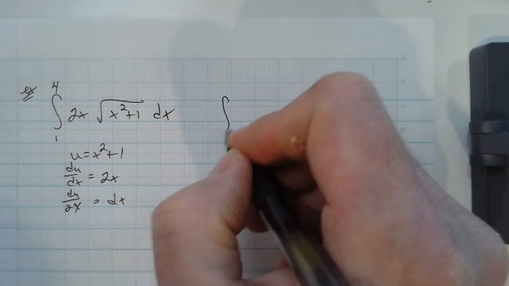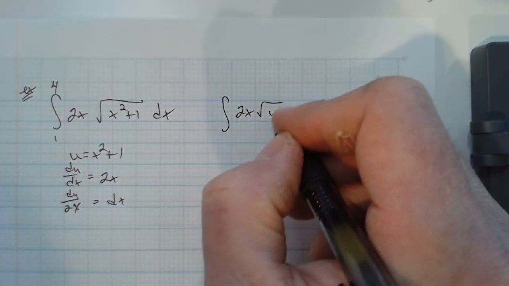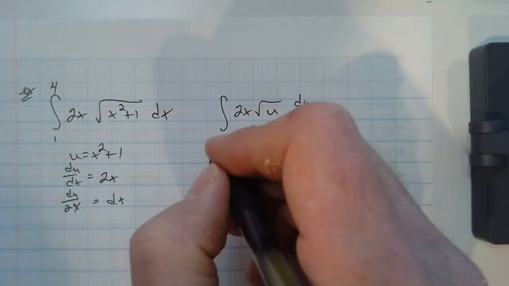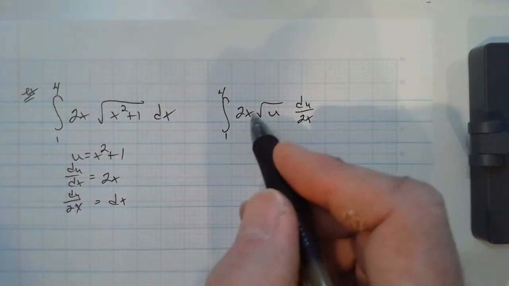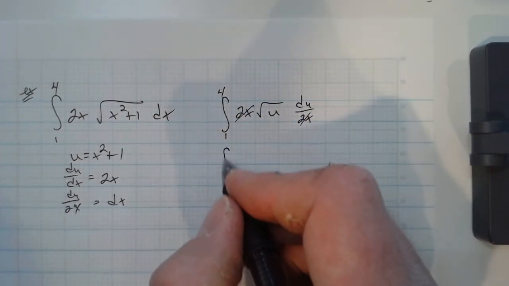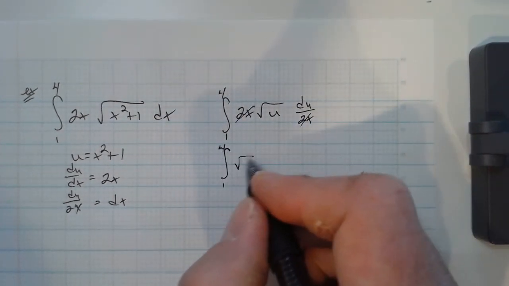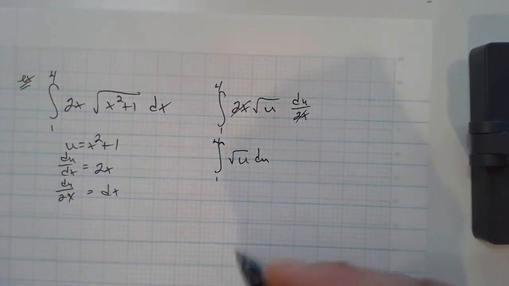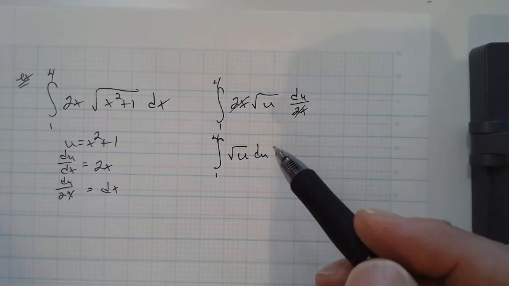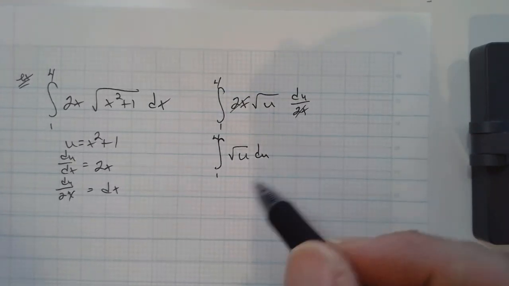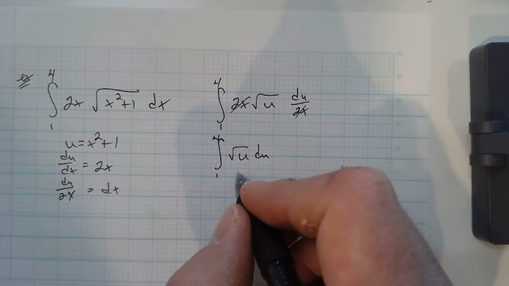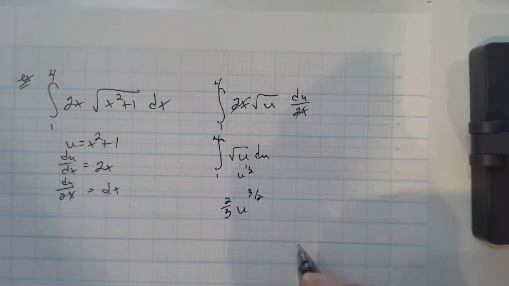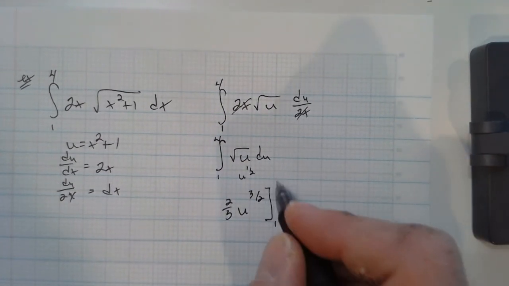So then we'd go integral of 2x square root of u times dx, which is du over 2x. And the 2x's cross off. Integral from 1 to 4 of square root of u du. Okay, so in the way I've taught you, we have to find the antiderivative. So that's u to the 1 half, so it's u to the 3 halves times 2/3, and we're going from 1 to 4.